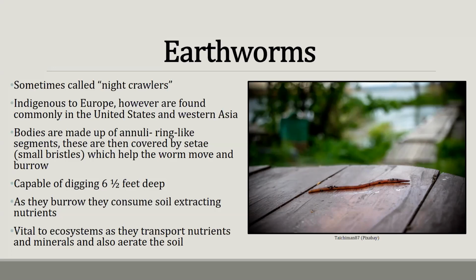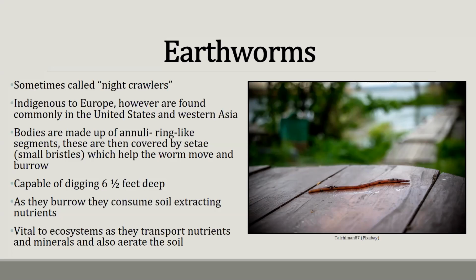So they're actually quite fast. If you've ever watched an earthworm dig, they can actually get away pretty quickly. So sometimes our toads have problems getting them because they're slower than the earthworms. But they are capable of digging about 6.5 feet down. So even though they're tiny, 6.5 feet is huge for a little tiny animal to be digging.